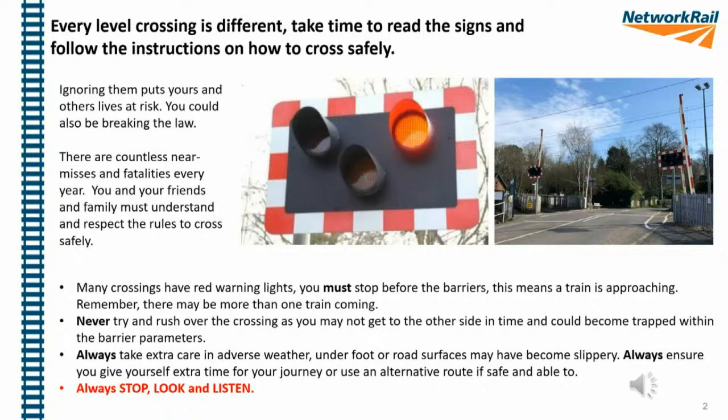Many crossings have red warning lights. You must stop before the barriers. This means a train is approaching. Remember, there may be more than one train coming. Always give yourself longer braking distances in bad weather.